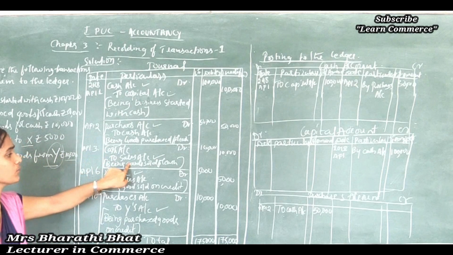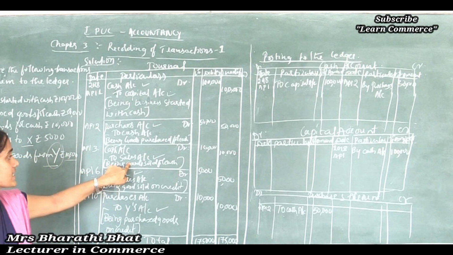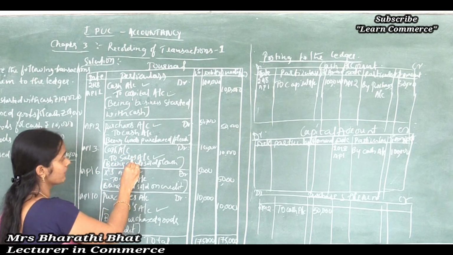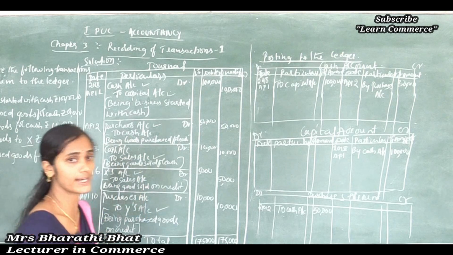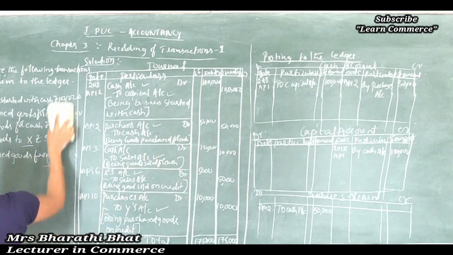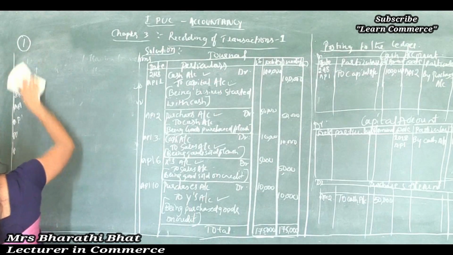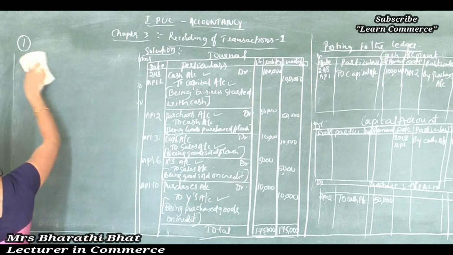Cash account to sales account. See, now we have the cash account, but we don't have the sales account. Correct, right? So we need to prepare the sales account. I'll erase these transactions and draw the ledger columns here. Ledger accounts.